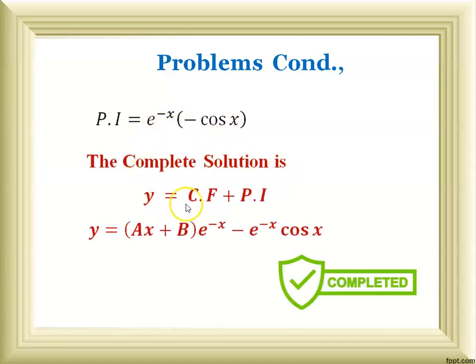The complete solution is y is equal to complementary function plus particular integral, that is y is equal to ax plus b into e power minus x is our complementary function. Here I am having the particular integral as minus e power minus x into cos x. That's it. This problem gets over here.